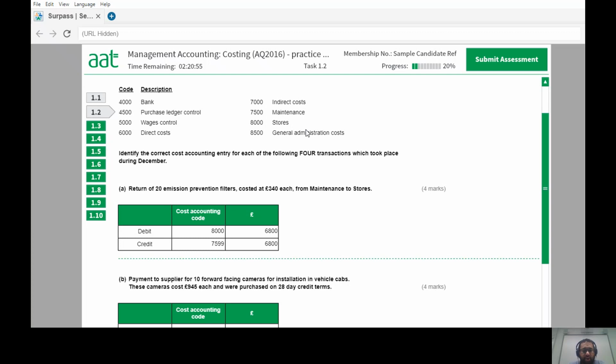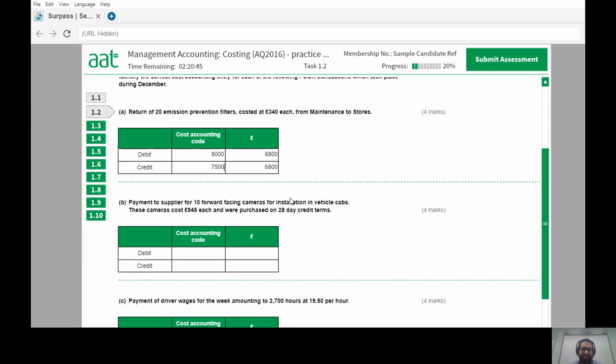Yeah, because the stores are receiving it, so that's going to be a debit for them, and 7500 for the maintenance, they are the one who's sending the goods back. So that is the first part.